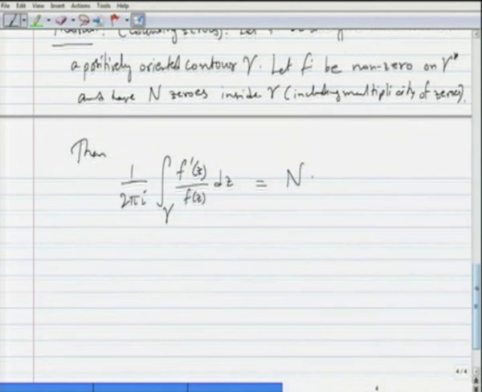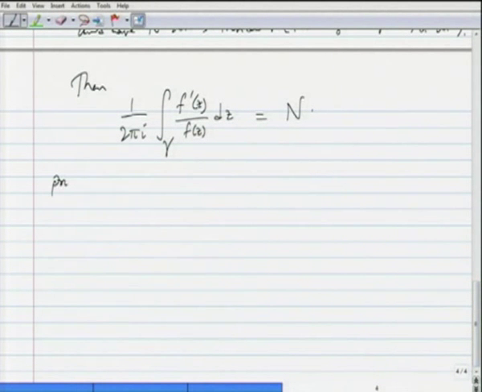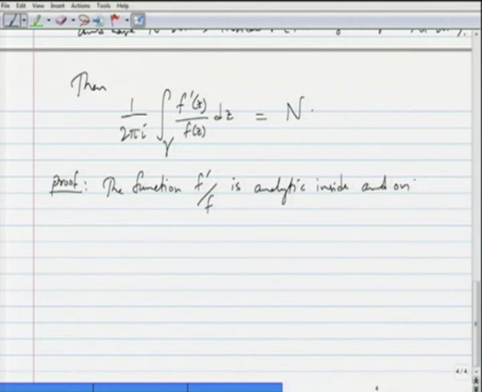All right. So, what is the proof? Here is the proof. The function f prime by f is analytic inside and on gamma, except at the zeros of f lying inside gamma. Except at those points, it is analytic everywhere else, on and inside gamma.